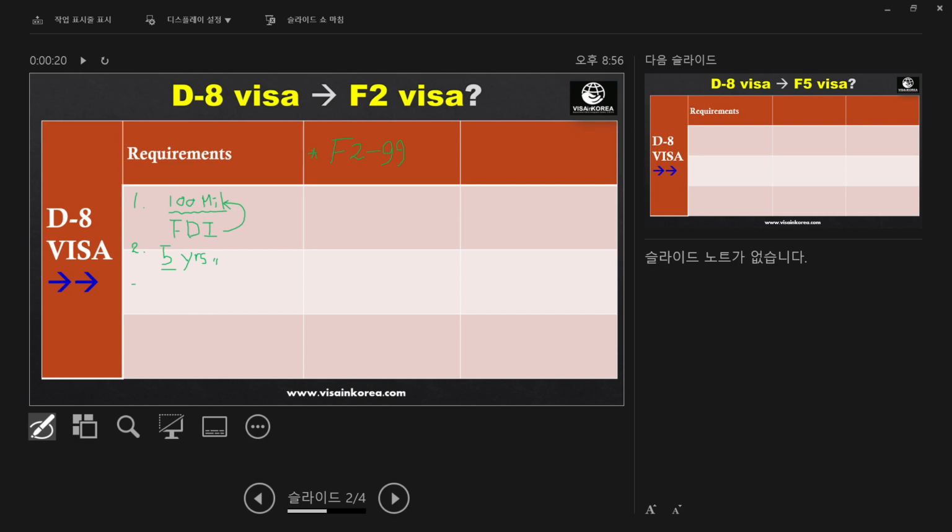I'm not sure whether you're living in Korea alone, or whether you invited your family members to live in Korea together. So there are two cases. The first one, are you single, staying in Korea with a D8 visa, or are you with your spouse? I will let you know both, because it is related to income.